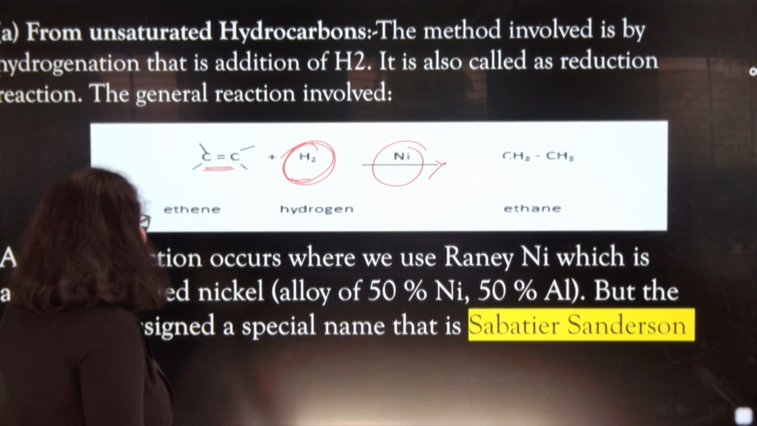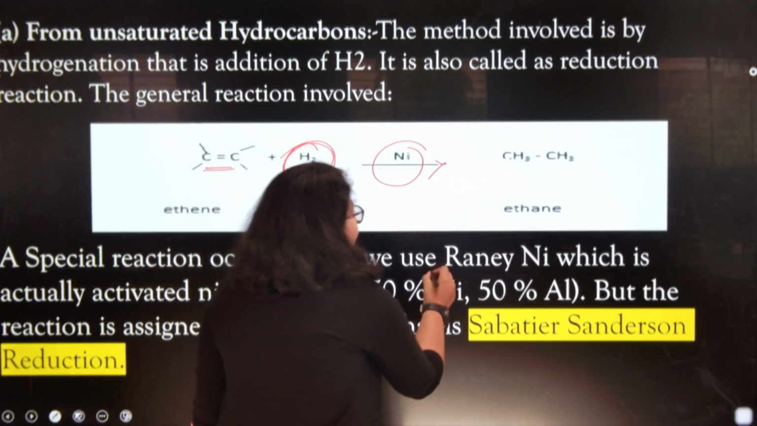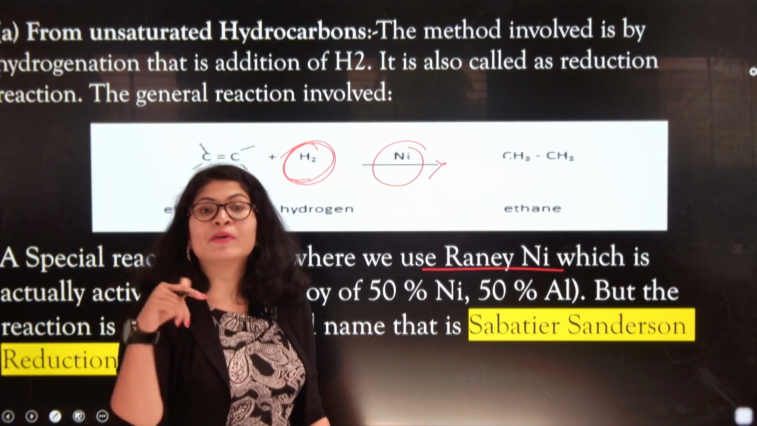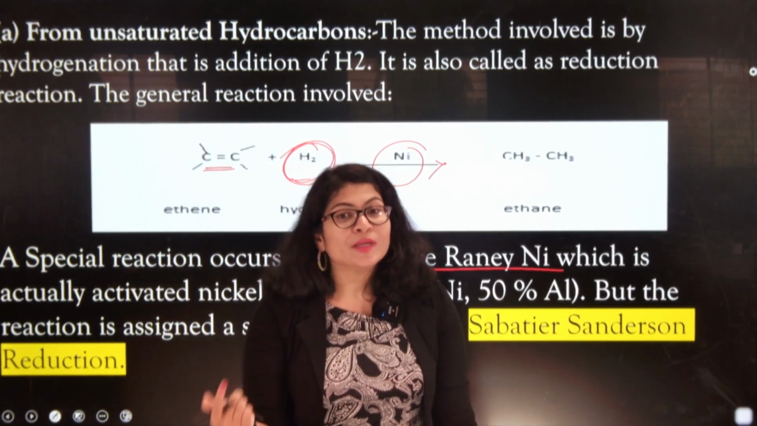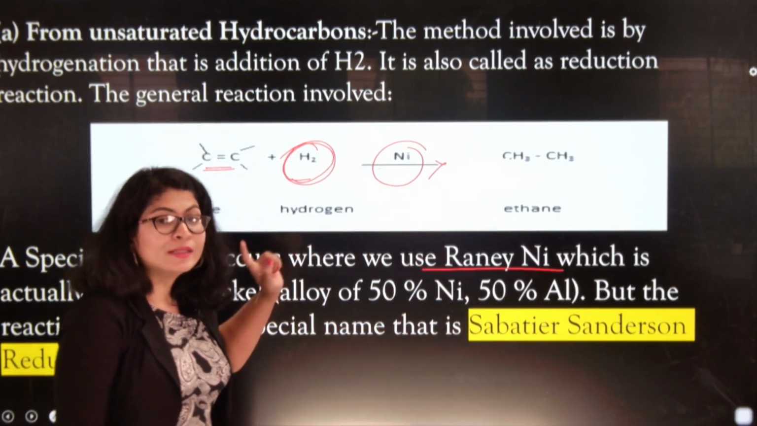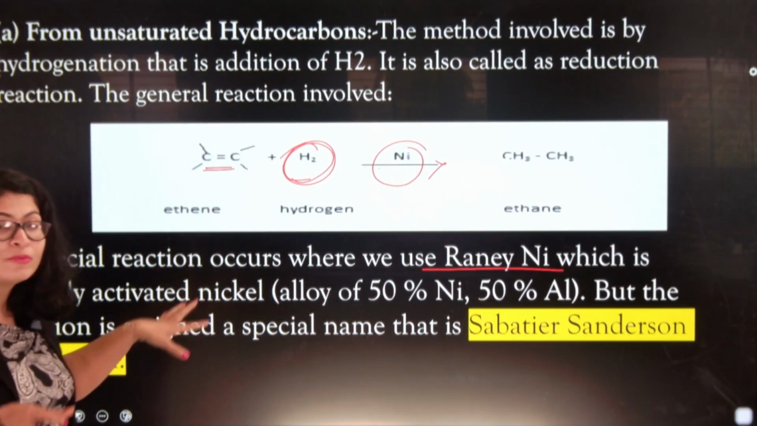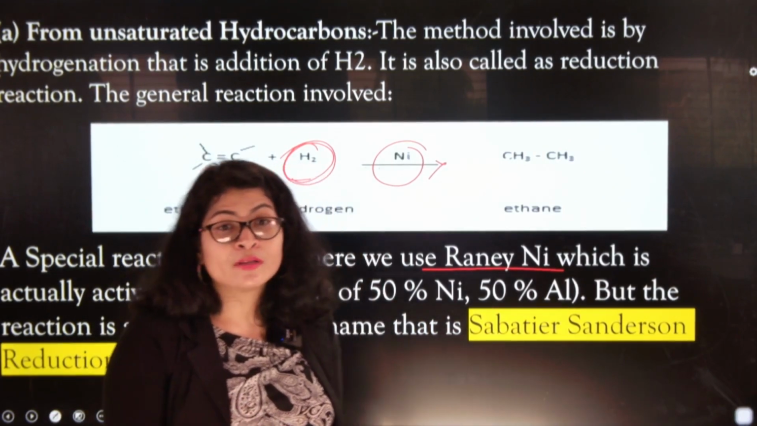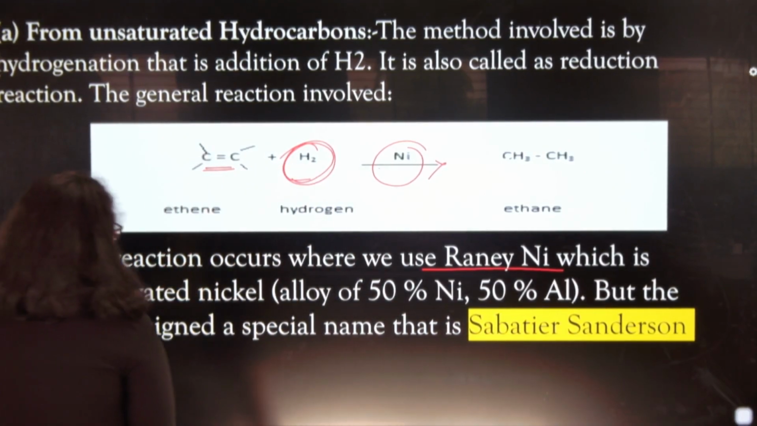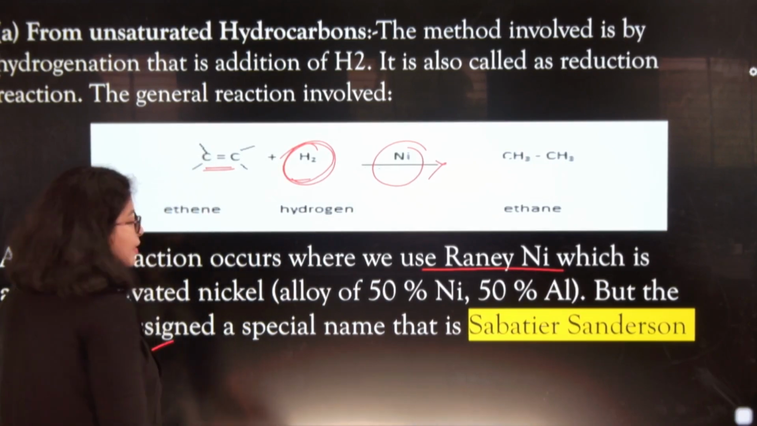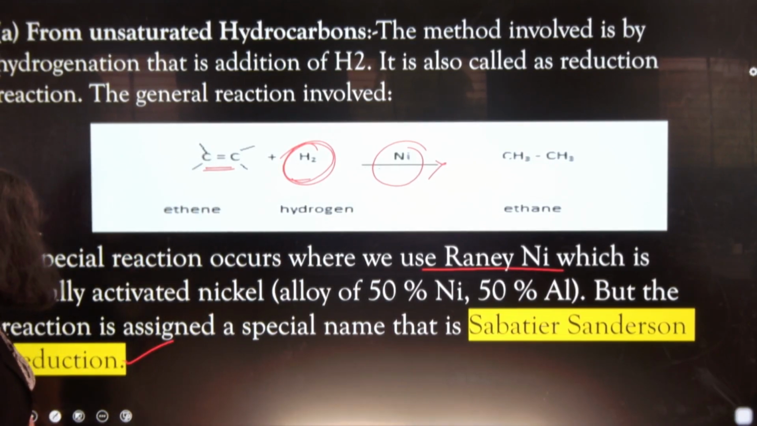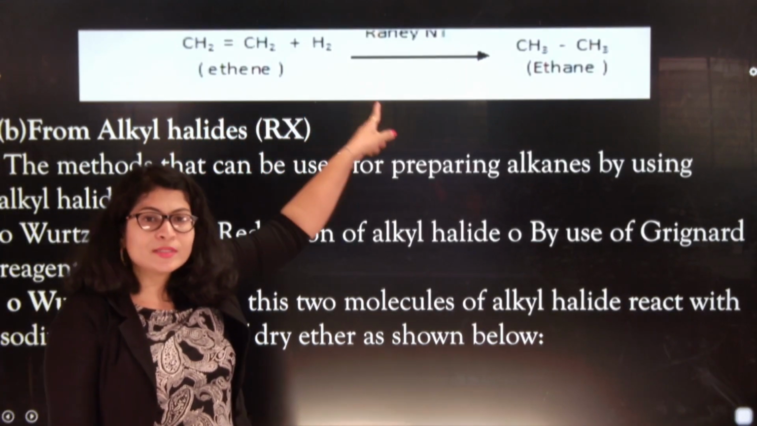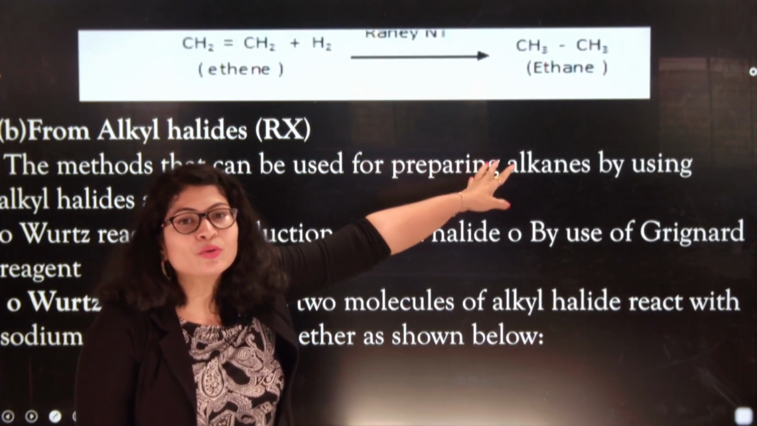A special reaction occurs when we use Raney nickel. Here we were using only metallic nickel. If we take nickel and activate it with 50% nickel and 50% aluminium, we get Raney nickel. If we carry out this hydrogenation in the presence of Raney nickel, it has a special name: the Sabatier-Senderens reaction or reduction. This is basically a name reaction. The general reaction looks like this: ethene plus hydrogen in the presence of Raney nickel gives ethane.